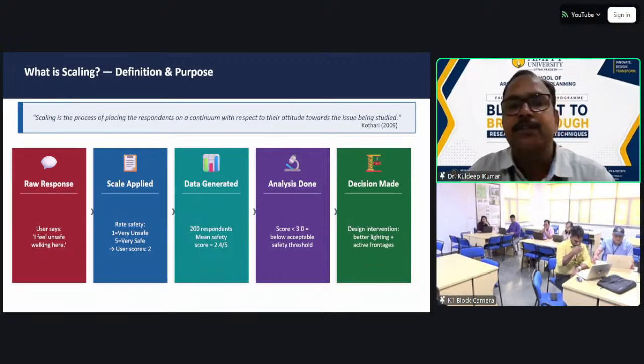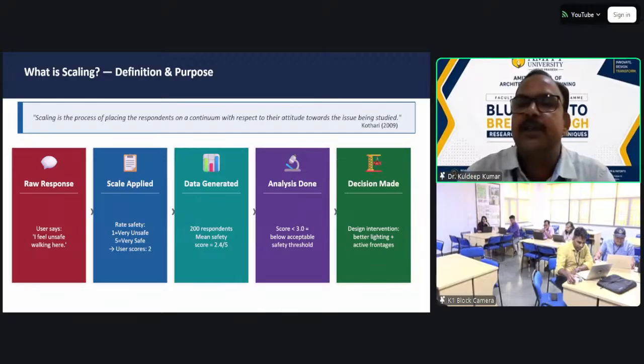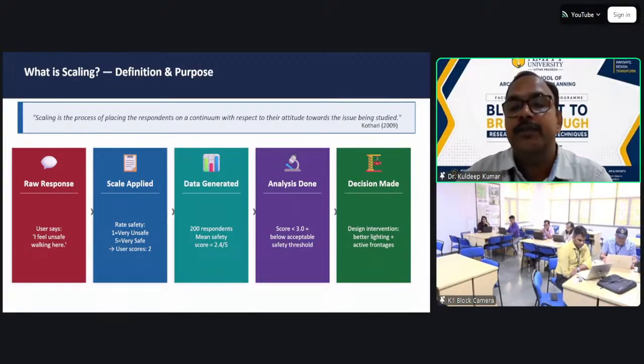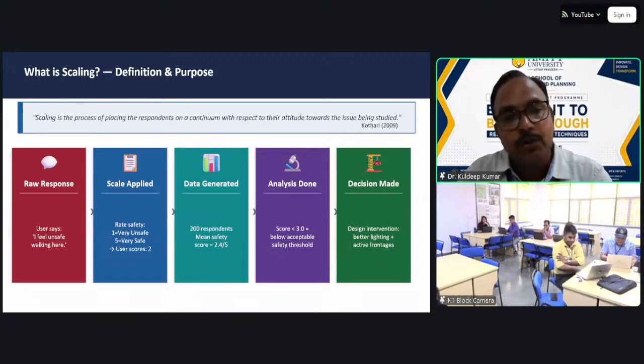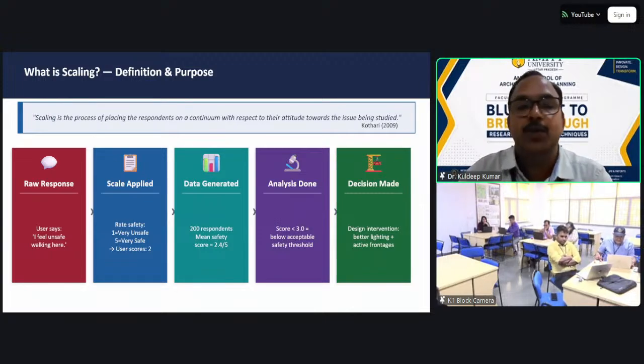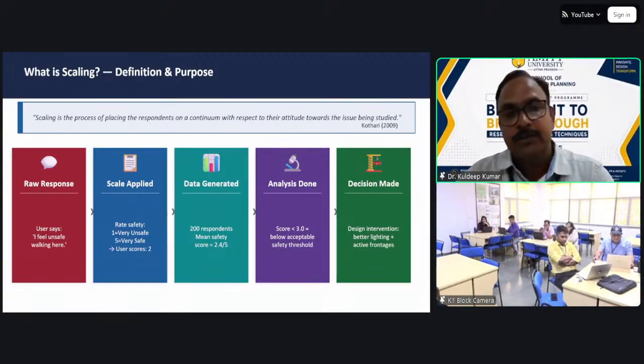So let's discuss the full journey from a raw feeling to a research finding using a pedestrian safety example. Step one in scaling, for this particular example, is the raw response. Like if a pedestrian says, I feel unsafe when I walk through this underpass at night. So this is qualitative, descriptive, and valuable. But yet there is no scale to analyze it. You cannot analyze it.